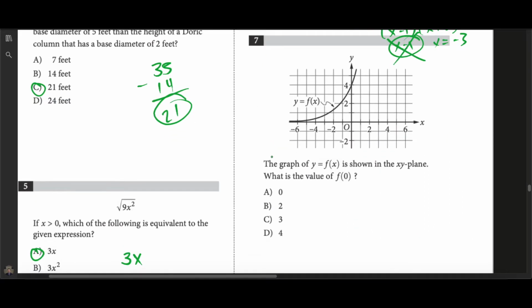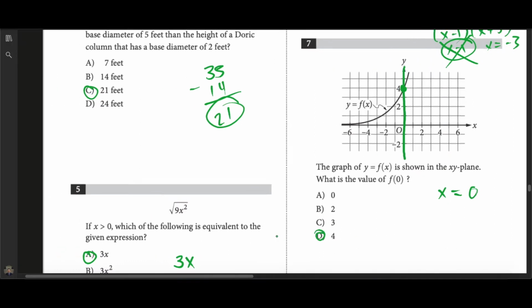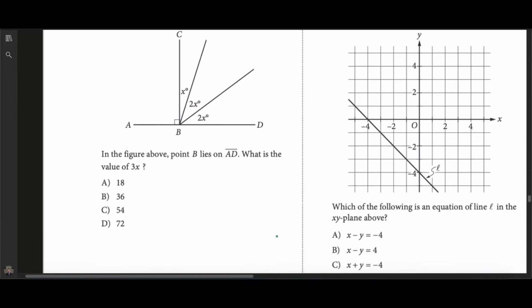The graph of y is equal to f of x is shown in the xy plane. What is the value of f of 0? f of 0 just means you plug in 0 for your x. So that means, where does it cross this line right here, which is your y-axis? You can see very simply that that's 4. Again, don't waste your time on these questions. Once you're sure, move on.